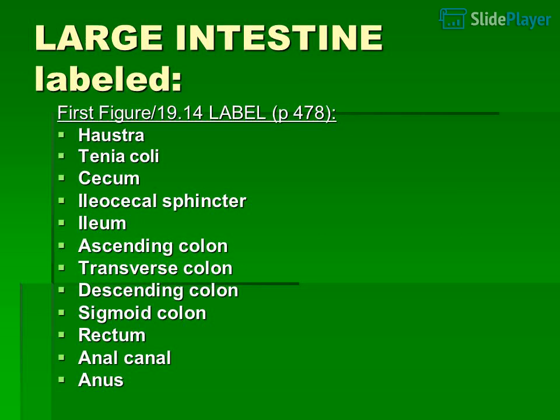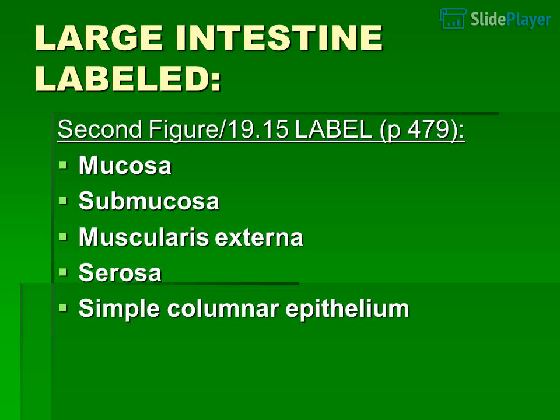Large intestine labeled. First figure 19.14 label, P478: Haustra. Taeniae coli. Cecum. Ileocecal sphincter. Ileum. Ascending colon. Transverse colon. Descending colon. Sigmoid colon. Rectum. Anal canal. Anus.